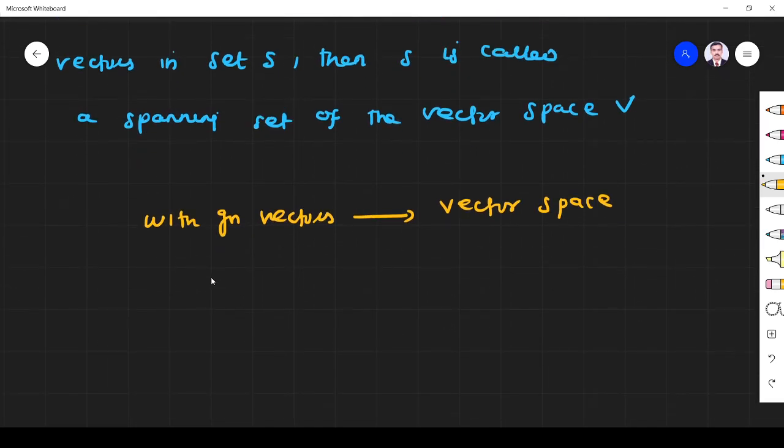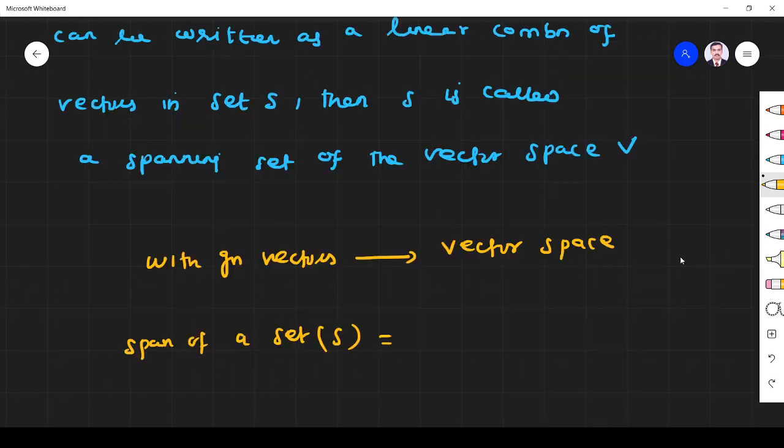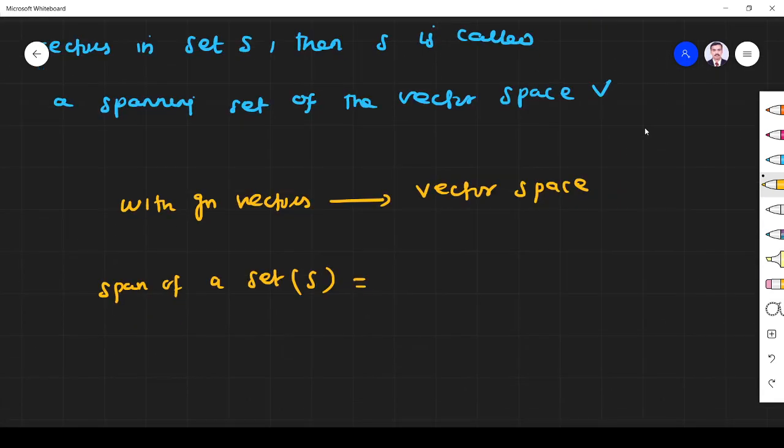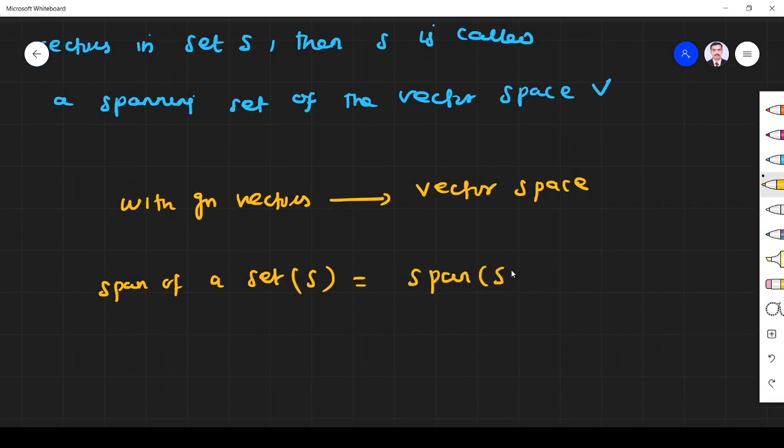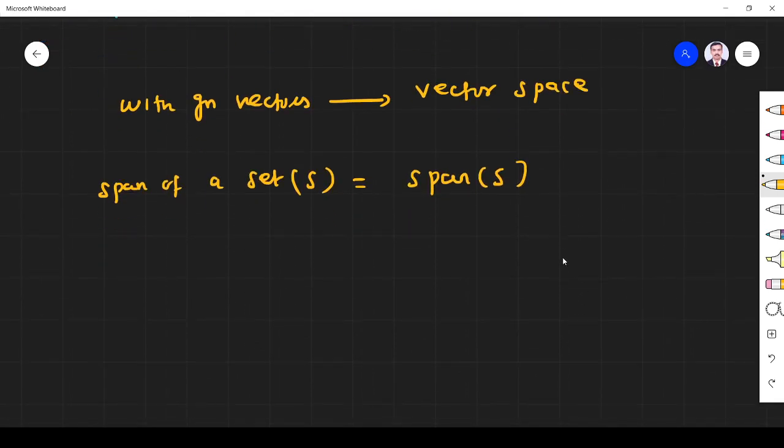So, span of a set. This is what we are going to see: spanning set of a vector space. The span of set S can be written simply as span S. So this notation you must know. Span S means span of a set S. I will explain in detail.